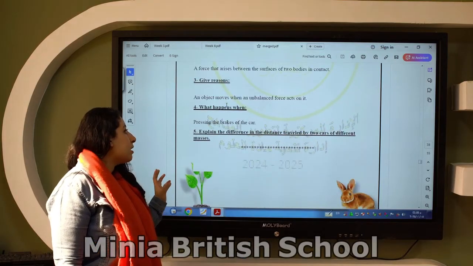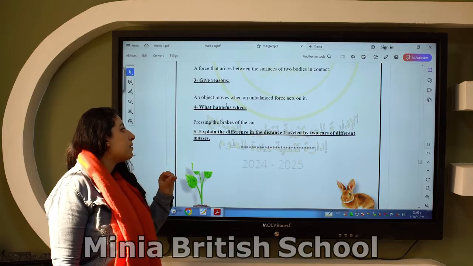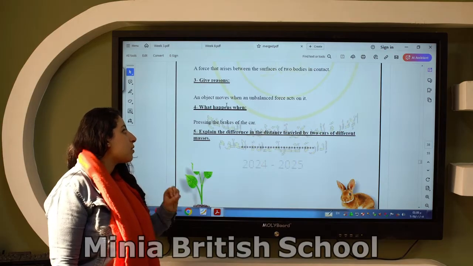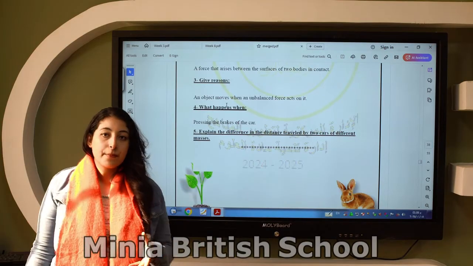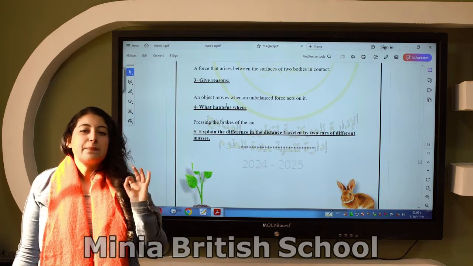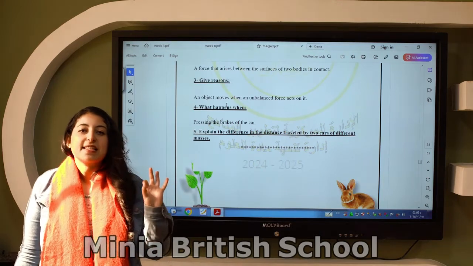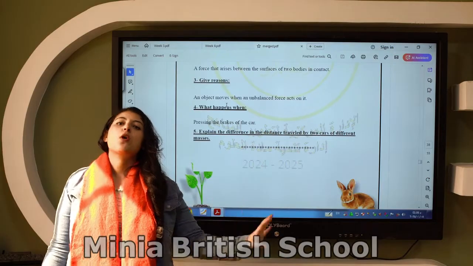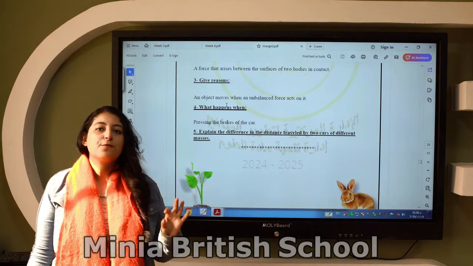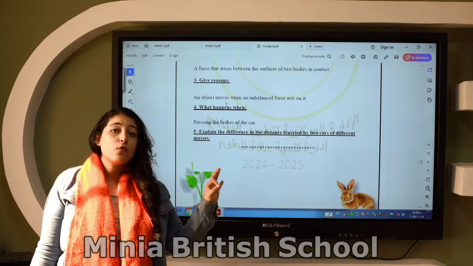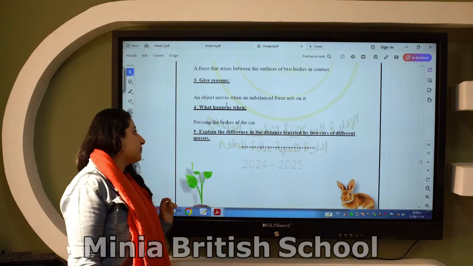What happens when pressing the brakes of the car? The speed of the car decreases gradually until it stops. Due to what? Due to friction force that acts on the moving body in the opposite direction.